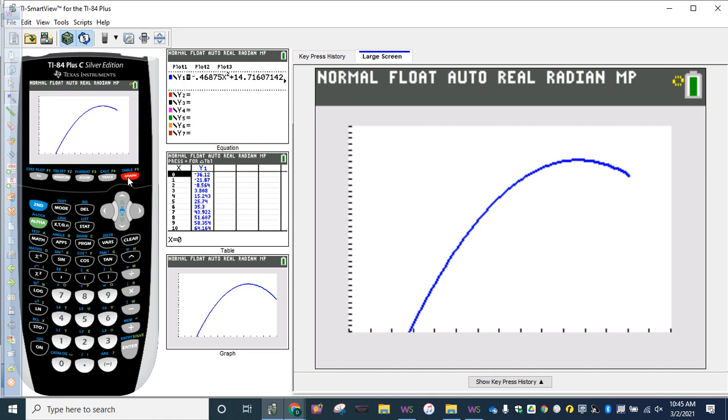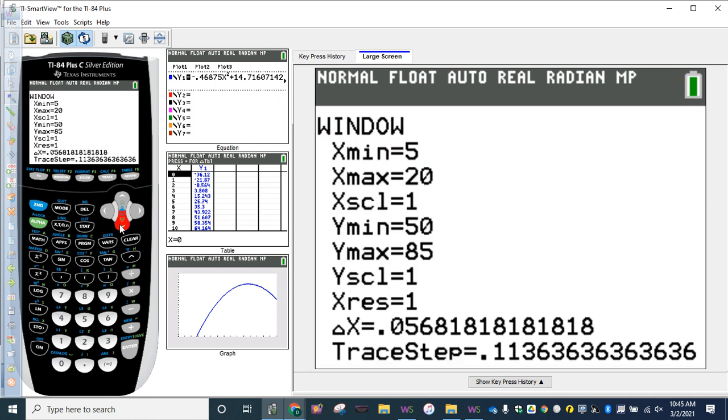Mine got cut off a little, so what I would do is just increase my x max so I can see the whole thing. Let's just go 30. I'm not going to go incremental and go 25, because that just irritates me.